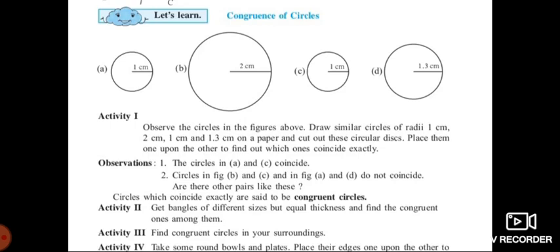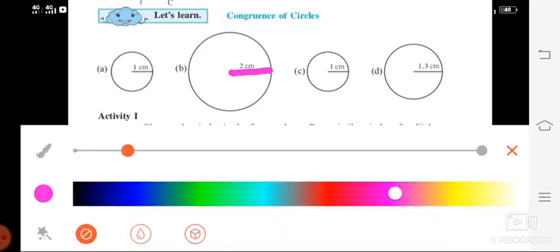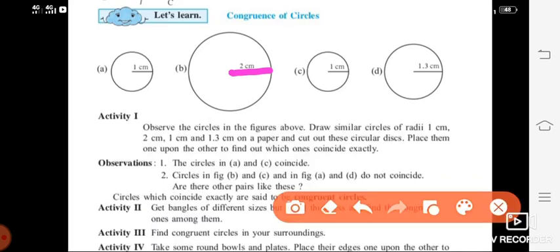A circle has a radius. Radius means a line which starts from the center and joins the circle. On the screen I have shown you a pink line which is called a radius. Now the second thing, that is diameter. A diameter starts from the circle, passes through the center and again joins the circle. That is called a diameter. So in these circles shown on the screen, they have given you the radius. Radius is half of a diameter.